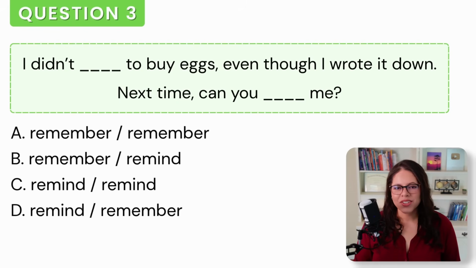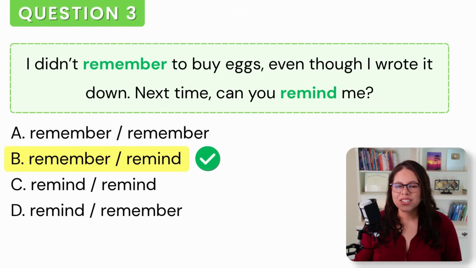The correct answer is B. I didn't remember to buy eggs, even though I wrote it down. Next time, can you remind me? Let's talk about 2 ways to use both of these verbs.